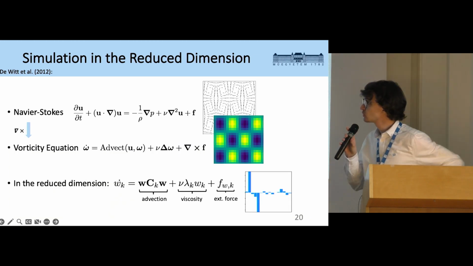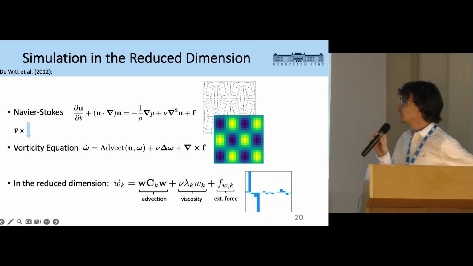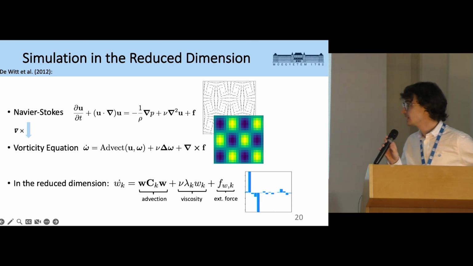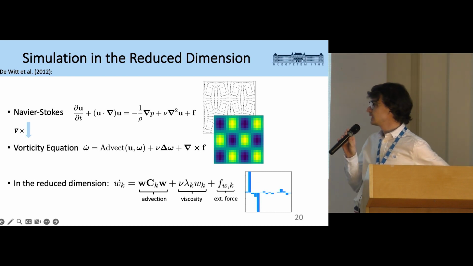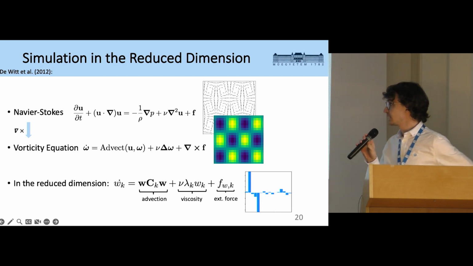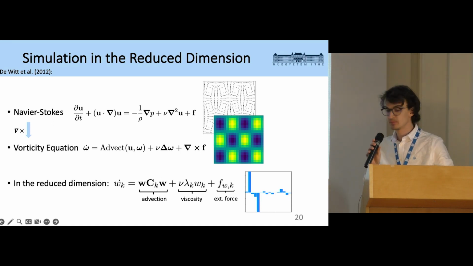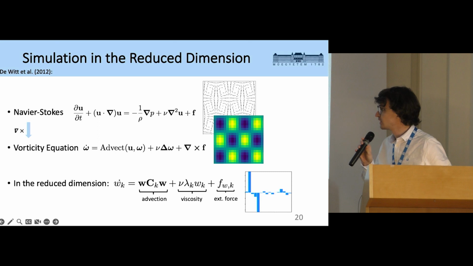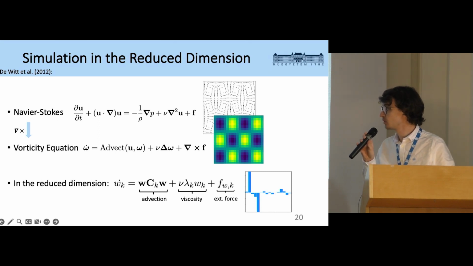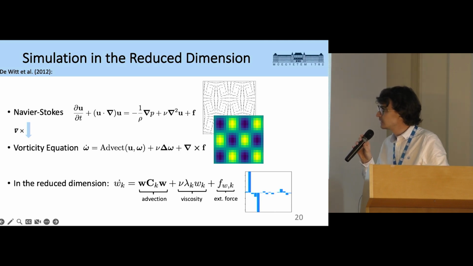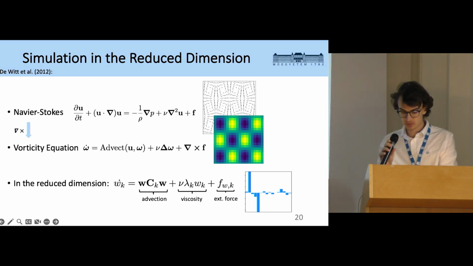Taking the curl of the Navier-Stokes equations, we can derive the vorticity equation, and from this, De Witt et al. in their paper also showed that time evolution in the reduced dimensional space actually takes a very simple form. The fluid simulation reduces to simple linear algebra operations, where the advection term takes the form of a vector-matrix-vector multiplication, where the C_k matrices are constant. The viscosity term becomes a pointwise linear, term-wise exponential decay, and the external force becomes a scalar in the reduced dimension.